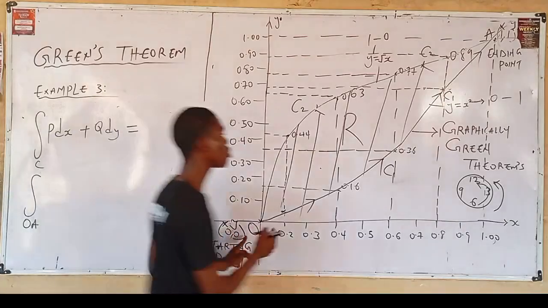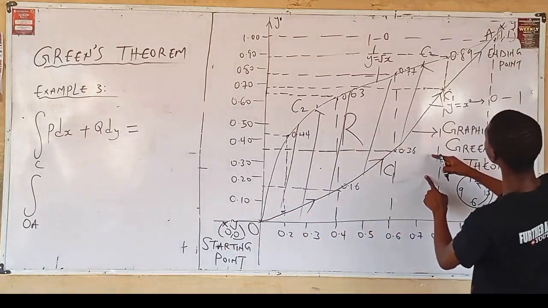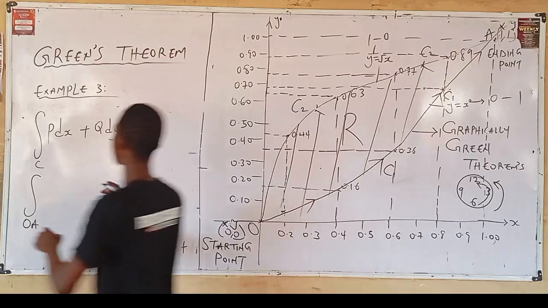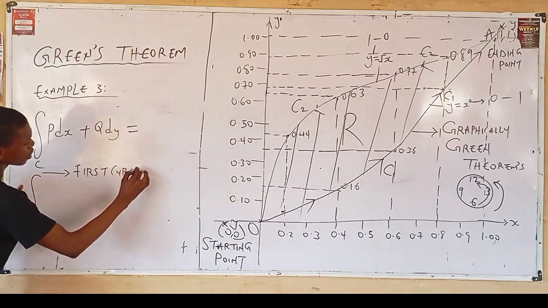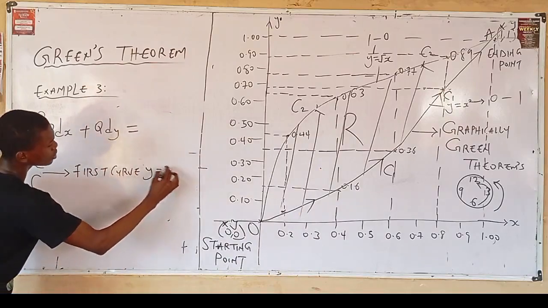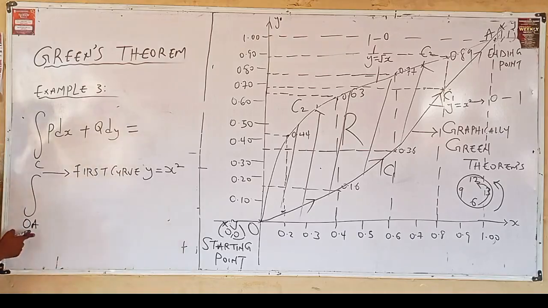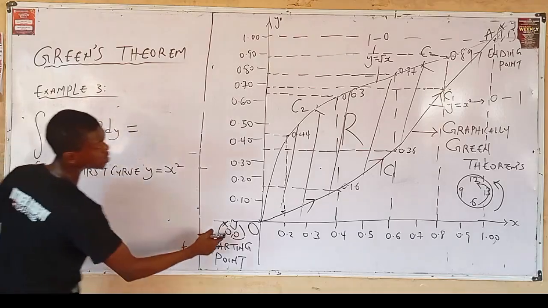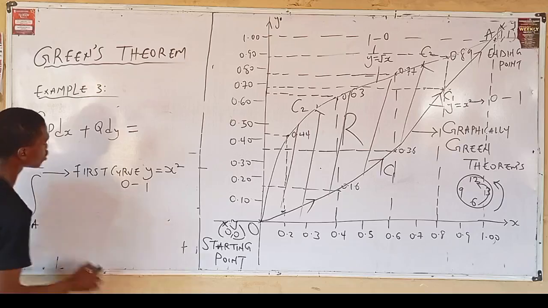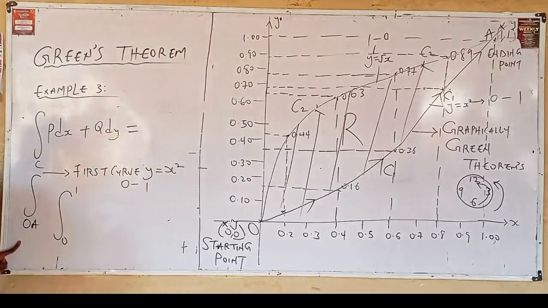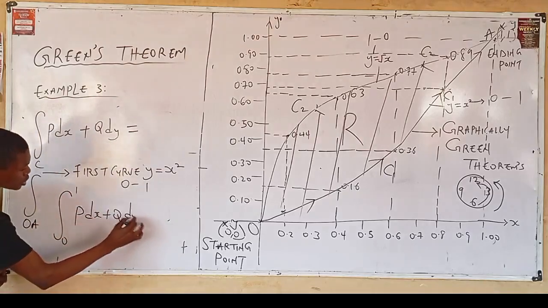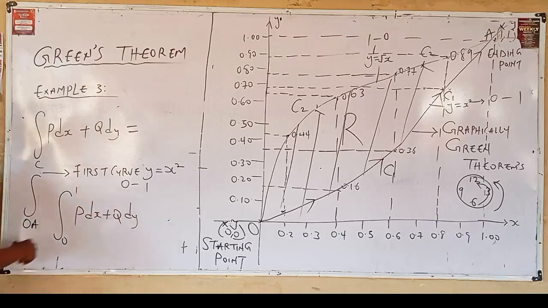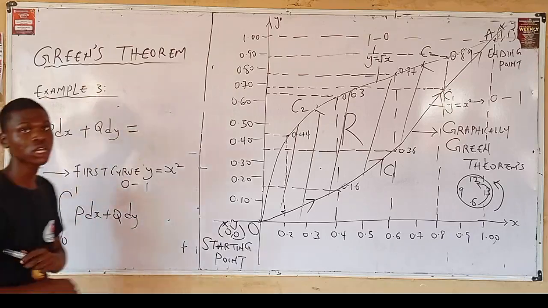Now, for the first curve, OA, the first curve is moving along OA, meaning y equals x squared, is moving along OA. What's the movement of this curve? It is moving from x equals 0 to 1. So my limit in this case becomes 0 to 1. Then we have this Pdx plus Qdy. Then from here you substitute, then you perform your necessary integration.